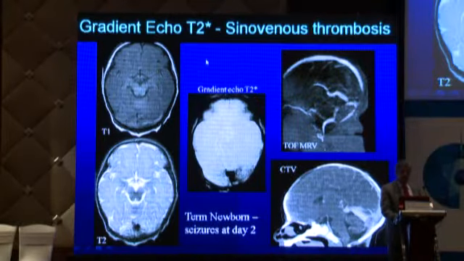Just to show you the use of gradient echo images, we saw this susceptibility artifact on gradient echo T2 images in the torcula, and on the MRV we were not sure whether it was an artifact or a real obstruction. The blooming here suggested that there was an acute thrombus within the torcula, and the CT venography confirmed it. So that's one way of using gradient echo images.